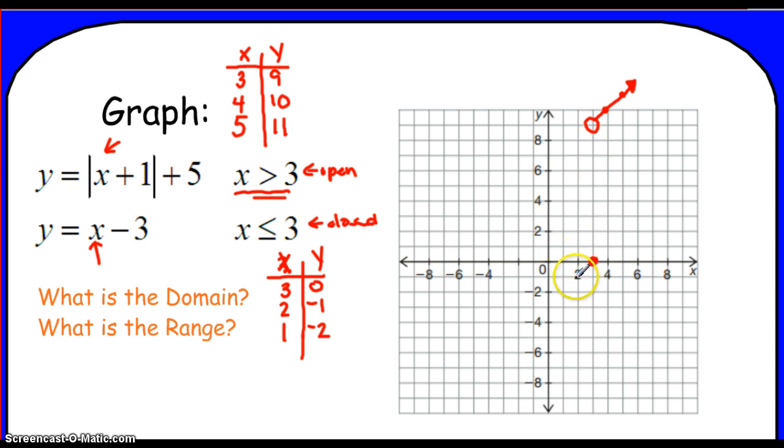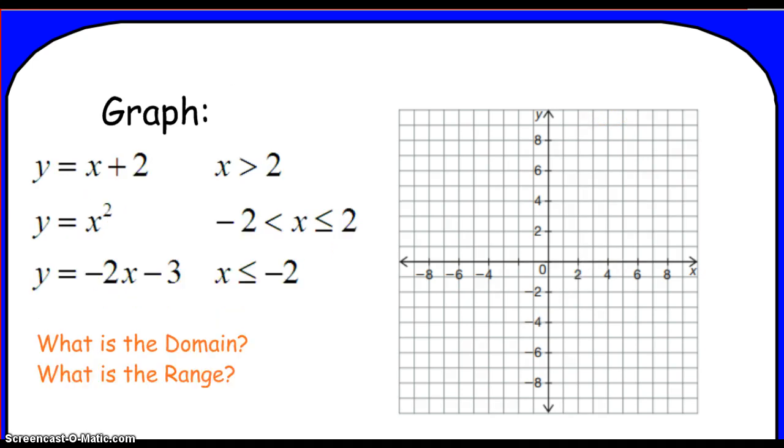At 2, I have a point at -1. At 1, I have a point at -2. I could even plug in 0, and I'd have a point at -3. And I'd keep seeing my graph continue to go down to the left, and so I would use an arrow to point that direction. So again, piecewise is graphing 2 different pieces.